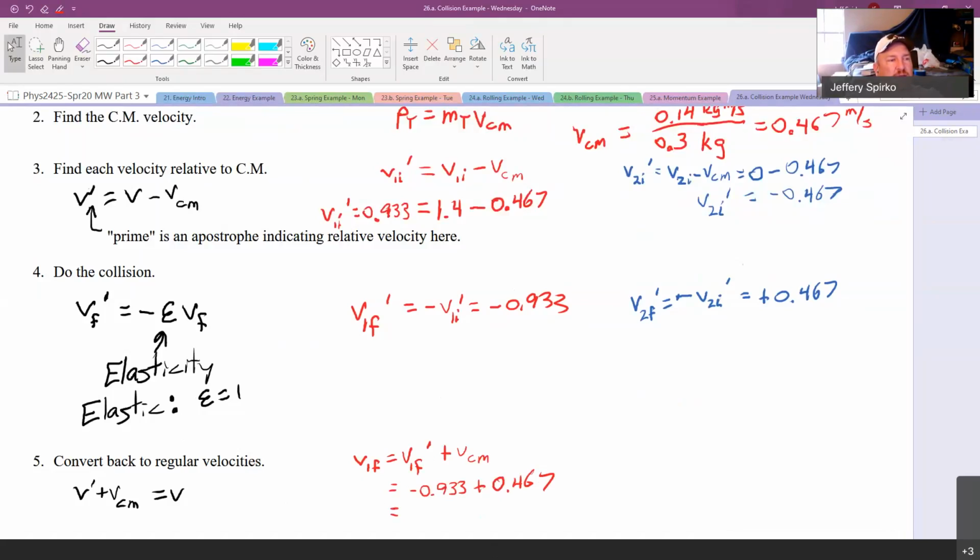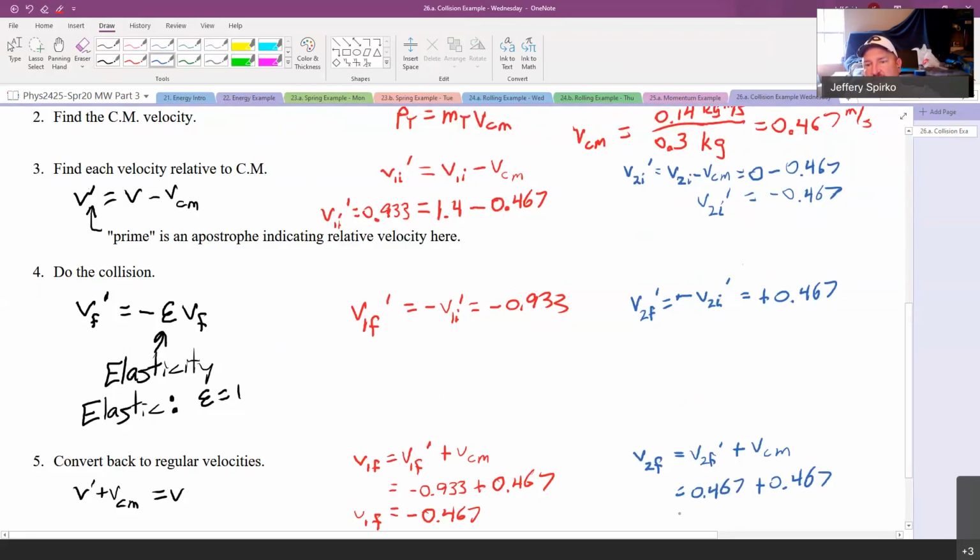So v1 final is equal to that plus that is, as a coincidence, negative 0.467. It won't always be a familiar number like that. That's pure coincidence. And then I can do the same for v2. v2 final is v2 final prime plus v center of mass is 0.467 plus 0.467 is equal to 0.9.